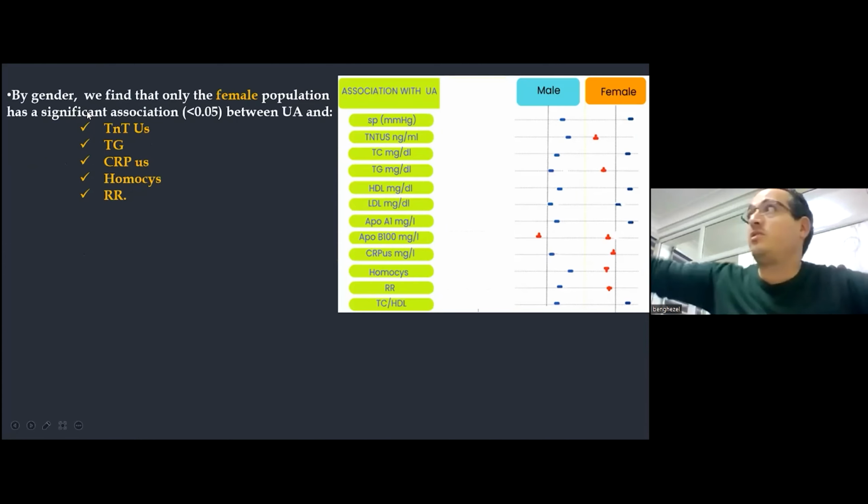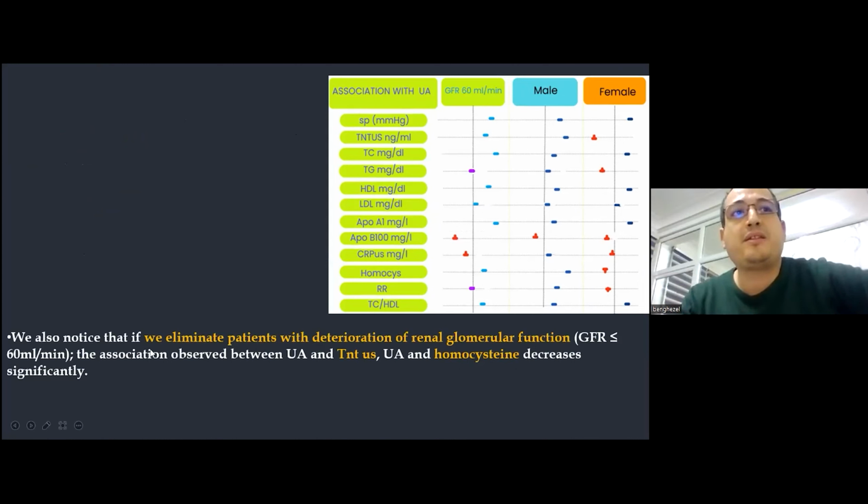By gender, we find that only the female population has a significant association between uric acid and troponin, triglyceride, CRP, homocysteine, and RR. We also noticed that if we eliminate patients with deterioration of renal glomerular function, the association observed between uric acid and troponin, and uric acid and homocysteine, decreased significantly.